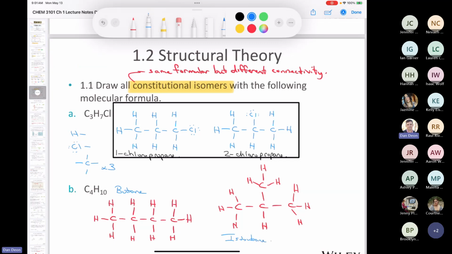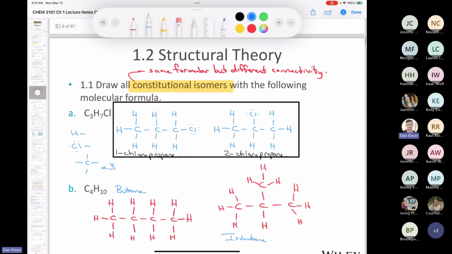And so they have different names, and therefore they are different compounds. So that's another thing that you're going to use later on. But for the first chapter, we'll just use inspection. So we're just going to use our eyeball and say, well, these are connected differently, so they are different compounds.